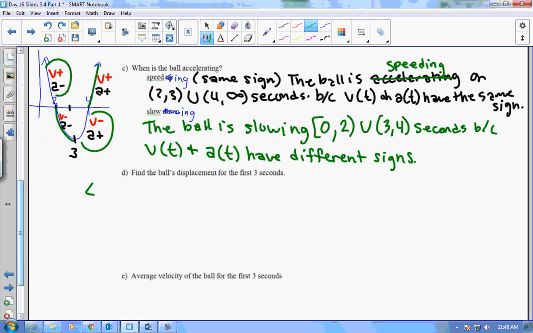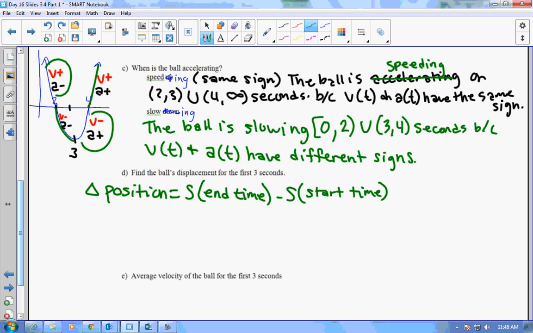It's just the change of position, its location at the end time minus its location at the start time. And for us, it says for the first 3 seconds. So the end time would be at what time? 3, and the start time would be at 0. Can you find that? S of 3 minus S of 0. This is position, so we should be using the position function.